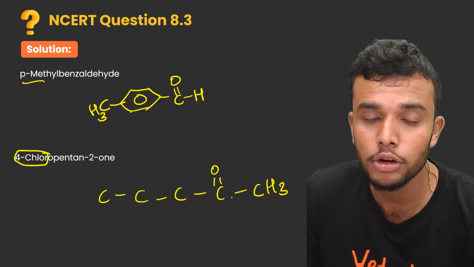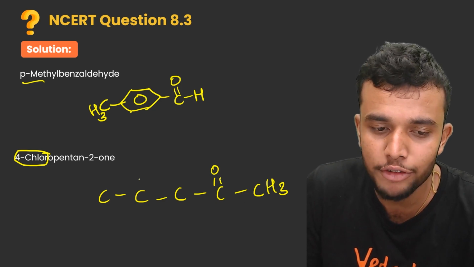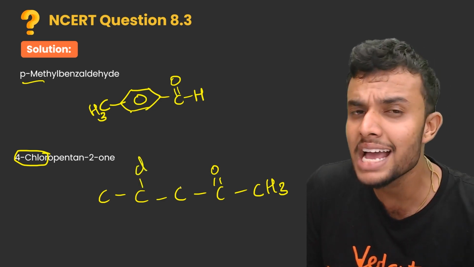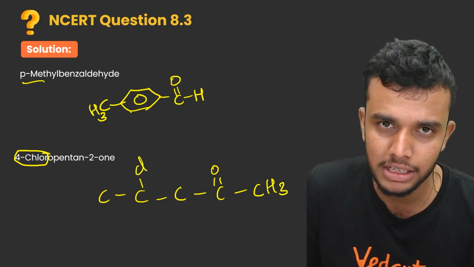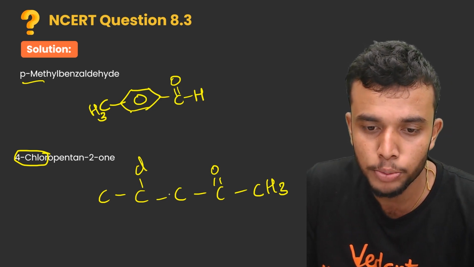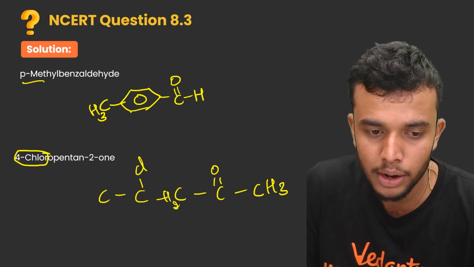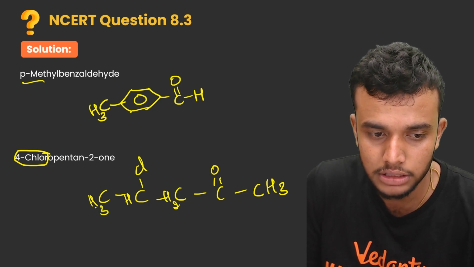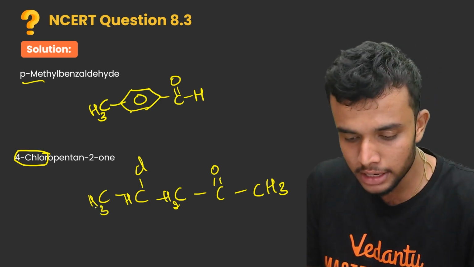At the fourth position, a chloro compound is there. 1 2 3 4. Here the chloro compound is there. Next, last step, we need to fill the carbon valency with hydrogen. That's why we need to put here 2 hydrogen, here 1 hydrogen and here 3 hydrogen. Understood, students? Let's move on to the next compound.